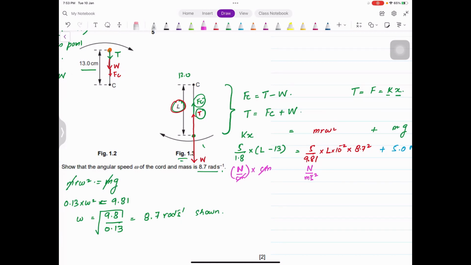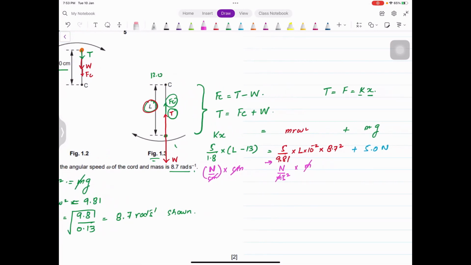So here's meters. And now on this side, this was in centimeters, so I had to change it into meters. And this is over ms minus 2, because this is acceleration due to gravity, right? 9.81. So I need to cancel meter and meter. That's why I had to change it. Do you understand? Originally, this was in centimeter. That's why. You get my point?